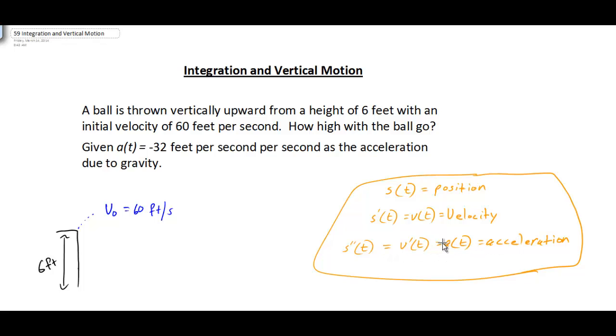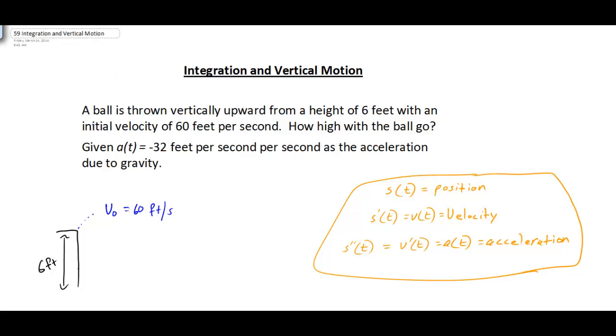Well, in this example, we're going to have to do the reverse. We're going to be given the acceleration and we need to find the velocity. In order to do that, we will have to do the opposite of finding the derivative, so we will have to integrate. We can integrate the acceleration function to find velocity, and if we integrate the velocity function, we can find the position function. So keep in mind that's what we're going to have to do for this given problem.